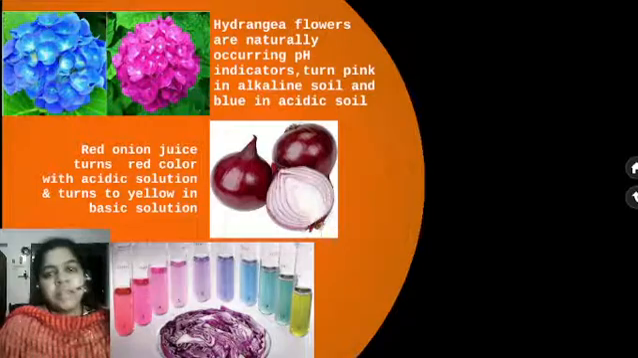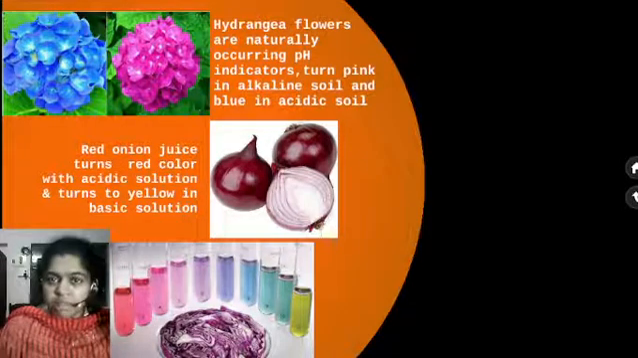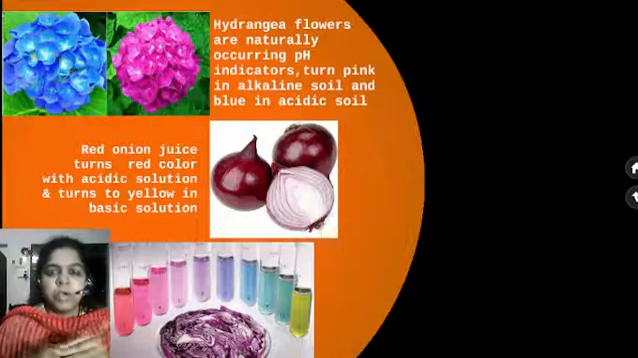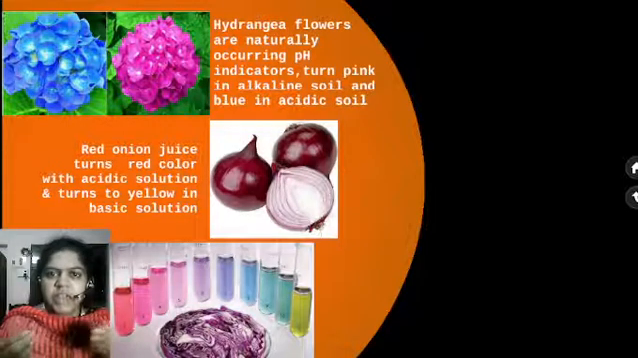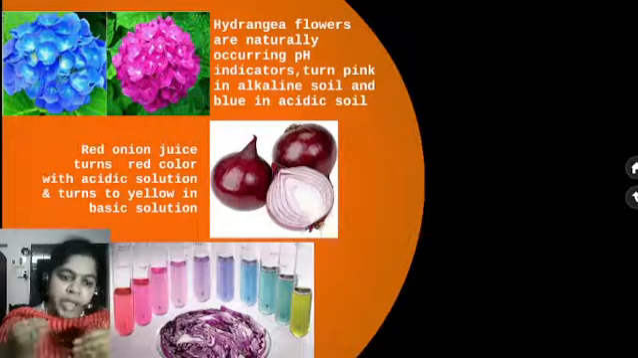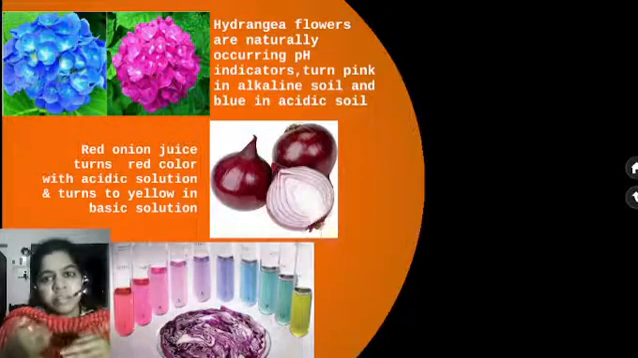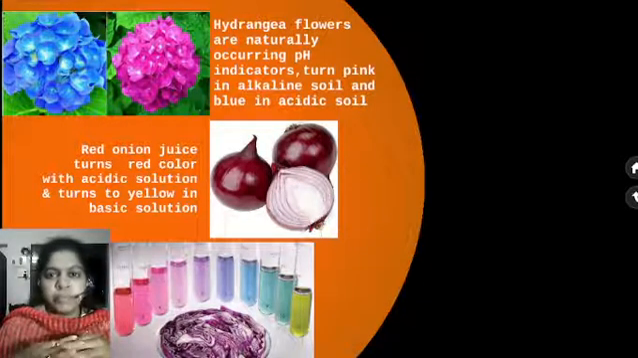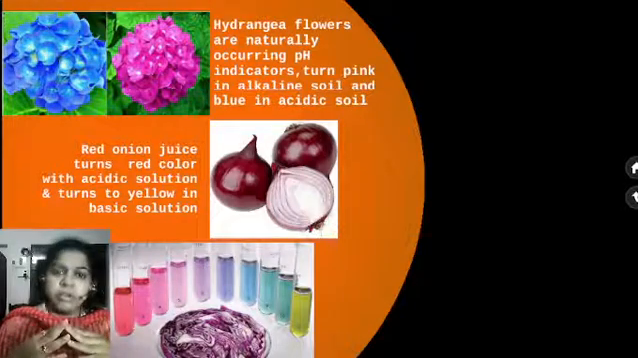Right? Another example of a natural indicator is red onions. This red onion juice is available in our kitchen. If this red onion juice is placed in an acidic solution, it gives red color, and when it is kept in bases, it gives a yellow solution.